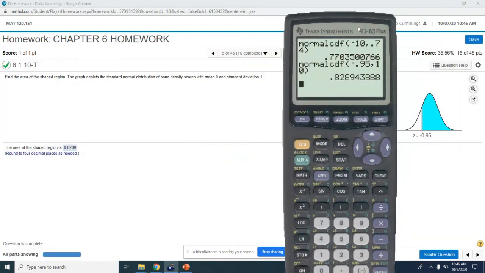All right, so any questions about the first couple of problems? All right, so notice that they tell us that they're normally distributed and it follows a standard normal distribution.